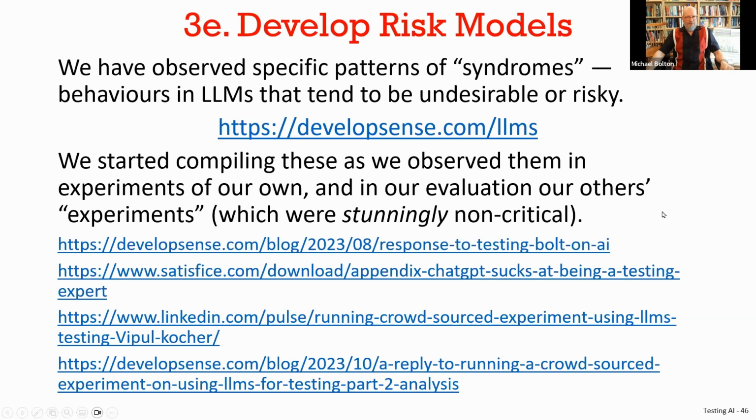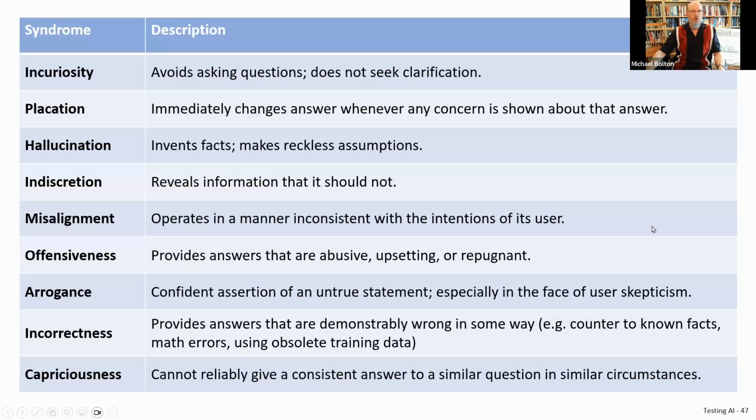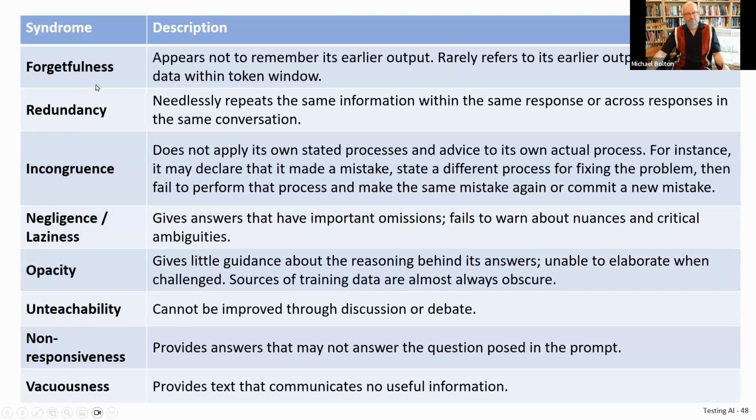If people are going to anthropomorphize large language models and say, see, they're just like humans, one of the things we can do is say, if you want to play the anthropomorphic game, we can play that back. Notice that large language models are incurious, placating, they hallucinate, they're indiscreet, they're misaligned with the goals, they can be offensive, they can be excessively confident, arrogant, they can easily be incorrect, they can be capricious, they can be forgetful. They say way too much, way more than they need to say. Maybe that's a familiar phenomenon for those who are listening to this talk.